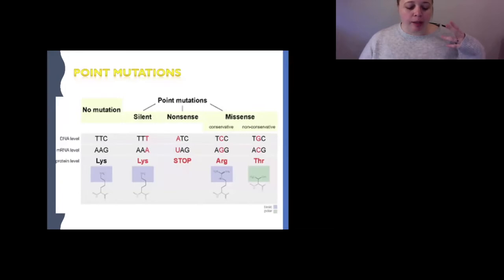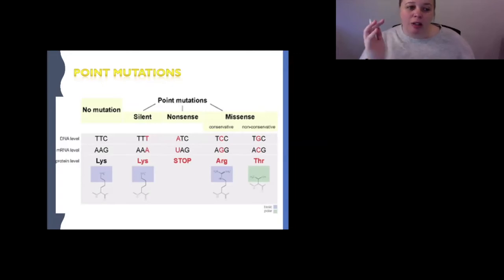So there are 3 different types of point mutations that I want us to go through. But before we do that, let's just think about what a point mutation might be, having a look at this diagram. So having a look at this diagram, the red is showing me the changes. How many bases are changing each time?